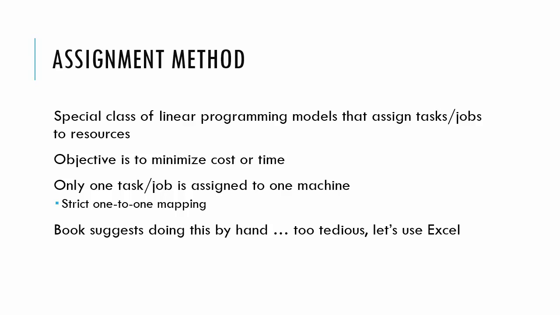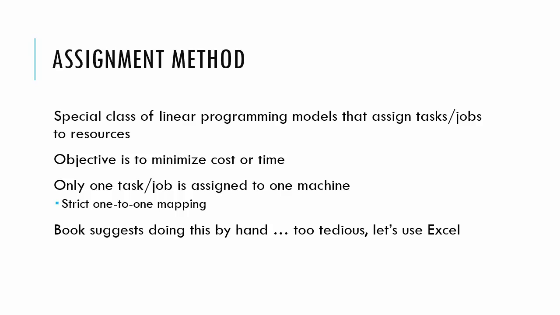It's a special class of linear programming models. Ooh, yay, my favorite. Go back to Module B. That assigns tasks and jobs to resources. The objective is to minimize cost or time, so we'll need some kind of table giving us that information. And then we want only one task or job assigned to one machine, so we want a strict one-to-one mapping. The book suggests doing this by hand. That's way too tedious. It's a special class of linear programming. We learned how to use Solver before, so let's use Excel and Solver again.